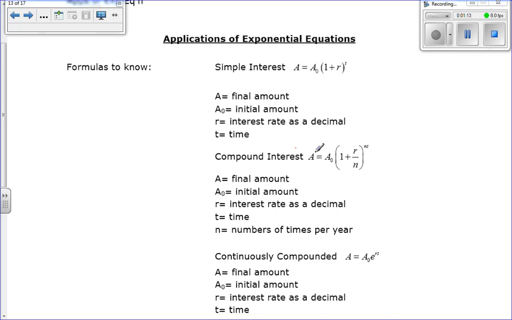We also have compound interest. And again, we have A, which is our final amount, and A sub 0, which is our initial amount. We still have R, which is an interest rate as a decimal, and T is for time. This time, the newest variable is N. And N is the number of times per year. When you have compound interest, it can be monthly, it can be yearly, it can be daily, it can be semi-annually, which is twice a year. It could be weekly, anything like that. So N is just the number of times per year.